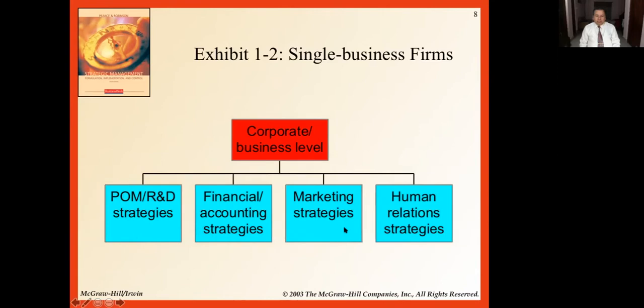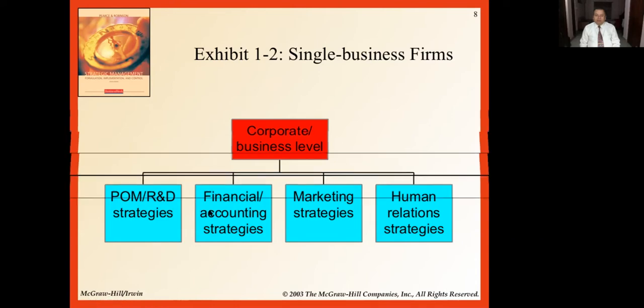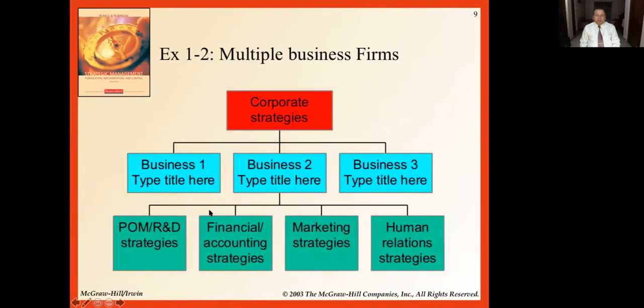So this is a single business firm. You have corporate or business level strategy, and you have all the functional level strategies: human resource, marketing, finance, production and operation, and then R&D. Right? In multi-business, you have business 1, business 2, and business 3, and each business has their own functions. So you have corporate level here and multiple businesses there. As I illustrated, Nokia had Nokia Networks, Nokia mobile phones. Now they have 3 business units with other business names.